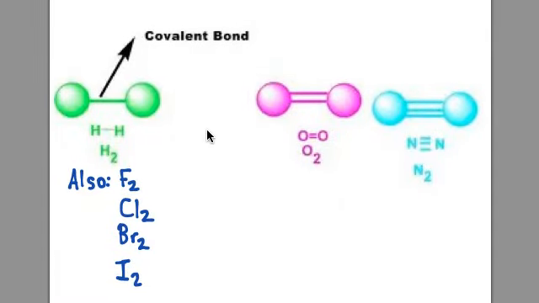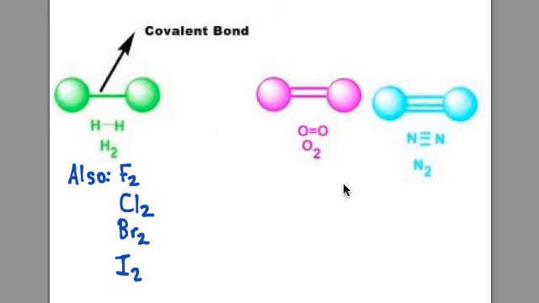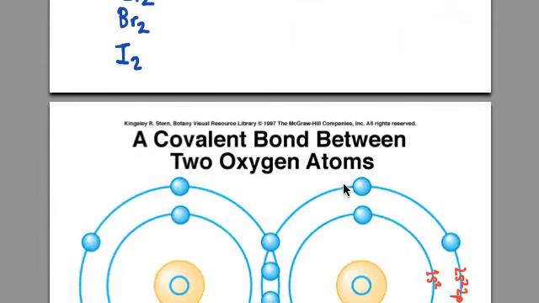Other purely covalent bonds, we've seen these before. Although interestingly, these are all single bonds, and the oxygen is a double and nitrogen is a triple. And we'll talk more about that when we come to it in the next few chapters.